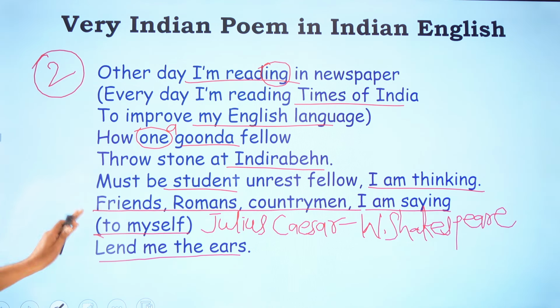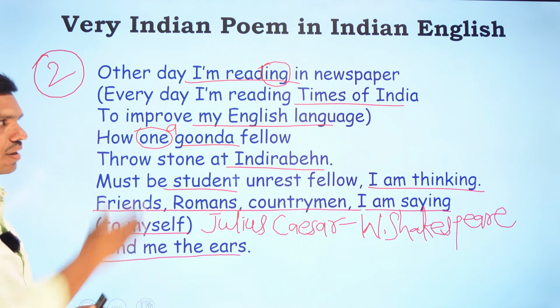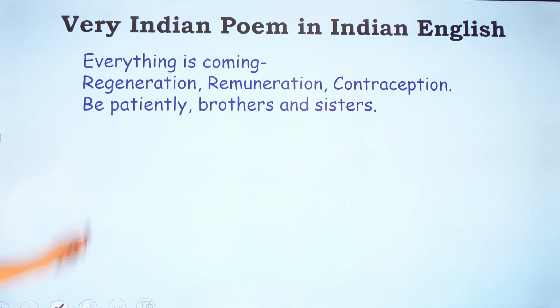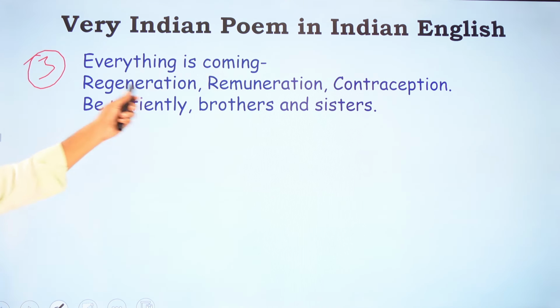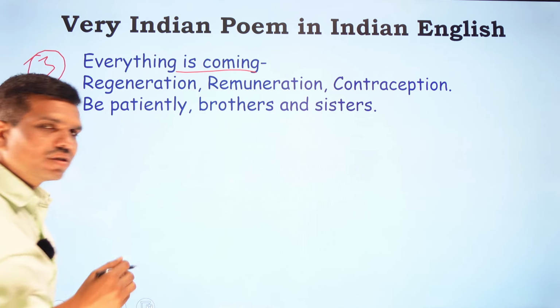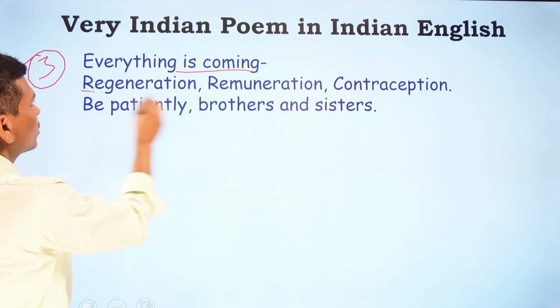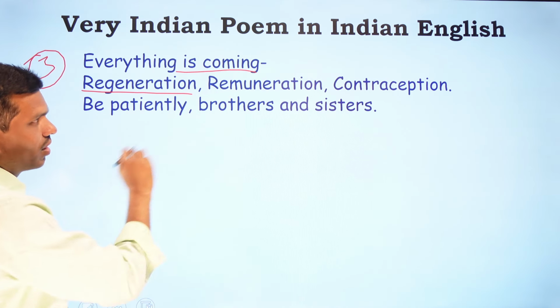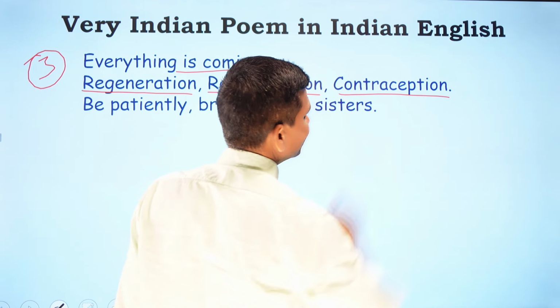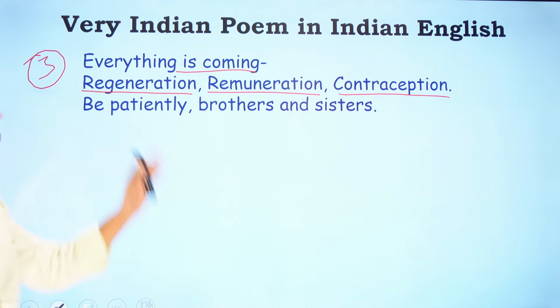So this is the second stanza. I hope you understand the second stanza. Now let's move to the third stanza. Here we have only 3 lines in the third stanza, and here everything is coming. What is coming? Again present continuous, everything is coming. What is coming? Regeneration. Regeneration means revival. Remuneration means compensation. Contraception means safety. So what is coming?